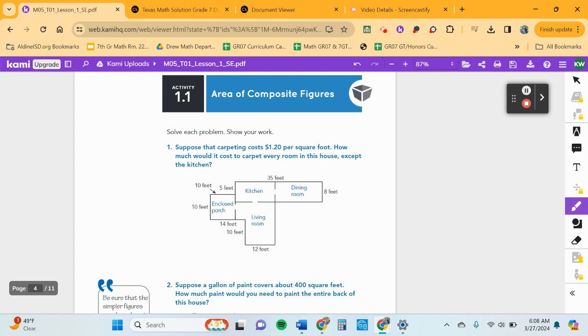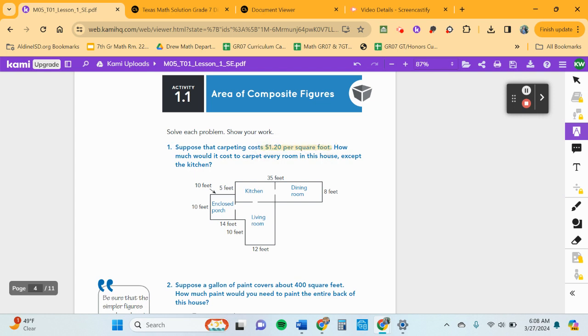Welcome back. This is Module 5, Topic 1, Lesson 1, Slicing and Dicing, where we are talking about the area of composite figures. This is Activity 1.1. Let's get started. It says, solve each problem, show your work. Number 1 reads, suppose the carpeting costs, sorry, not 100, $1.20 per square foot. That's important information.